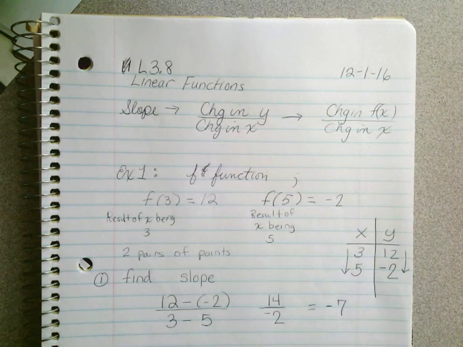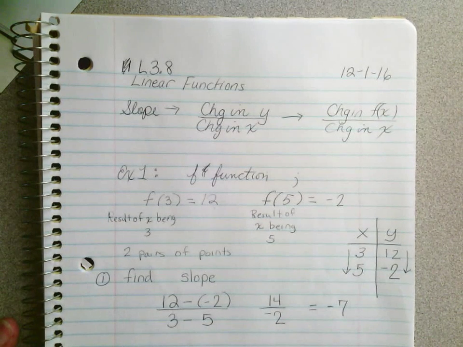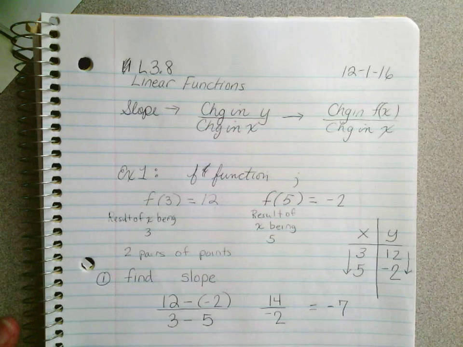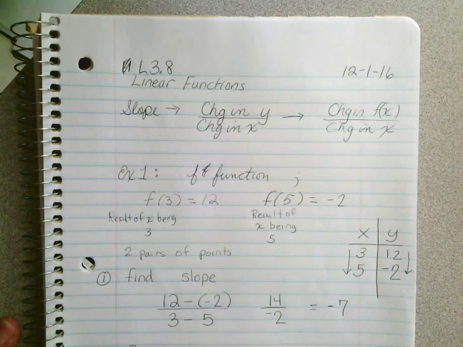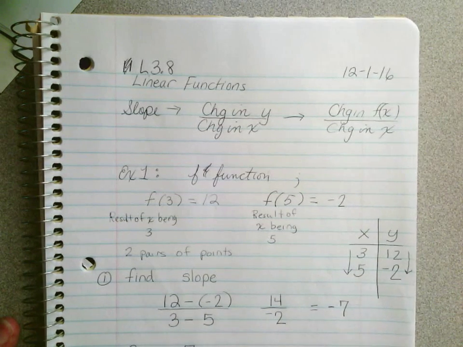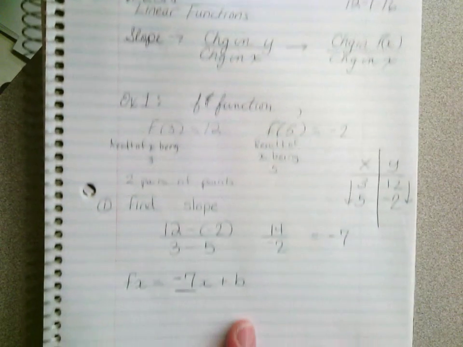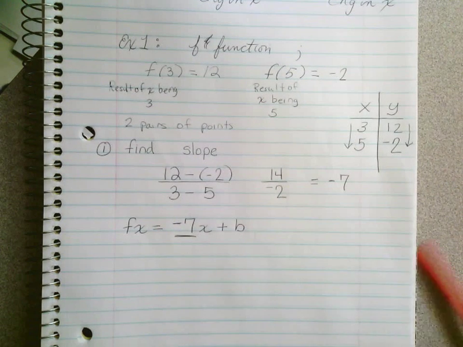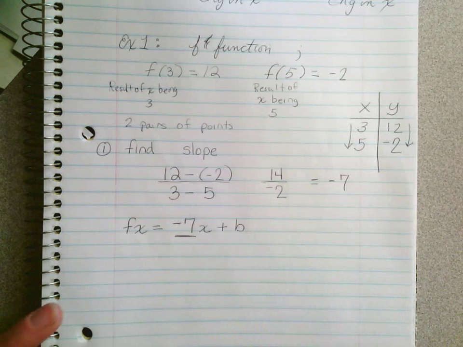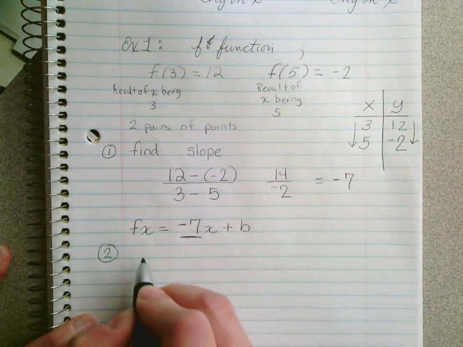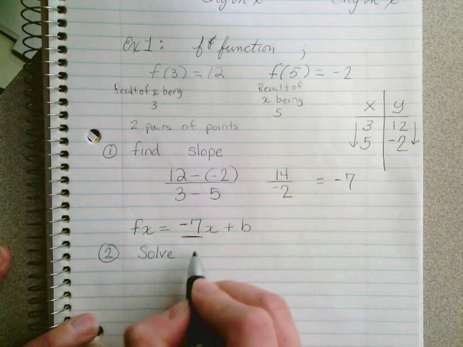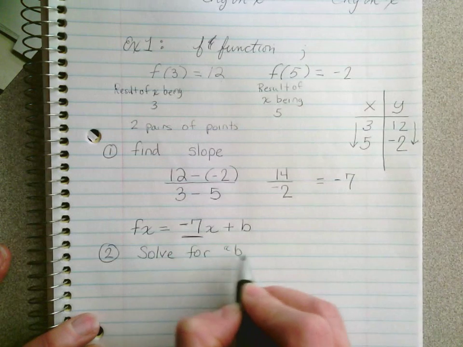Awesome. So if I were filling in a formula, or a linear function, right now I know f of x equals -7, because that's my slope, x plus b, right? This is what I know so far. But clearly that is not going to be enough to create a usable function. I need to somehow solve for b. Here's how.